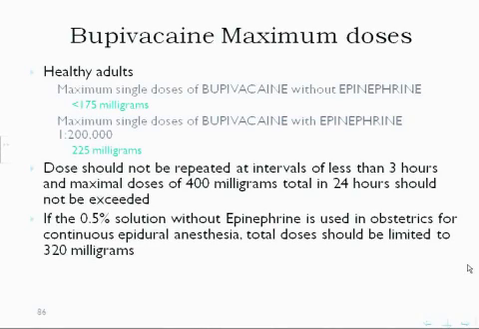If, on the other hand, you do it with epinephrine, you're up to 225 milligrams. Okay, so you have to take that into consideration, and that's how you figure it out. What I'm going to ask you on the test is one of those questions. Not this one, but the next one after that.